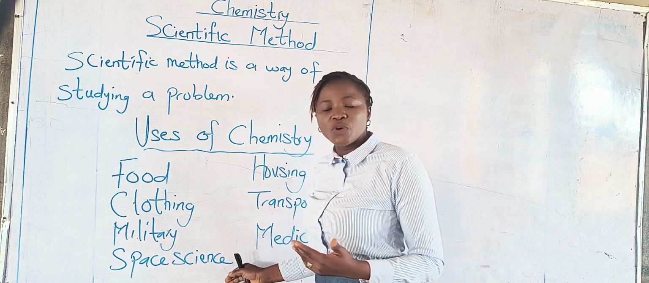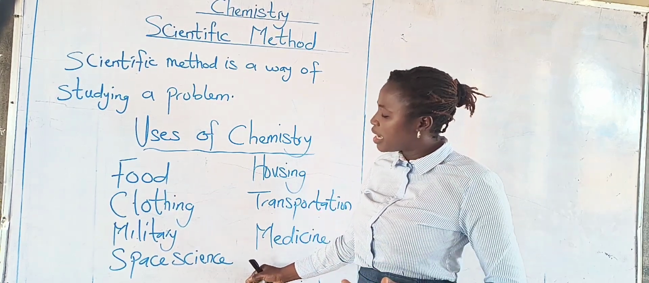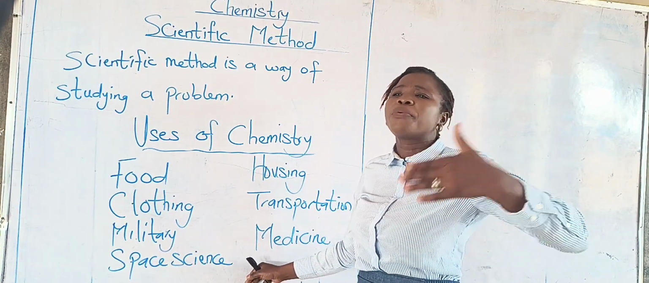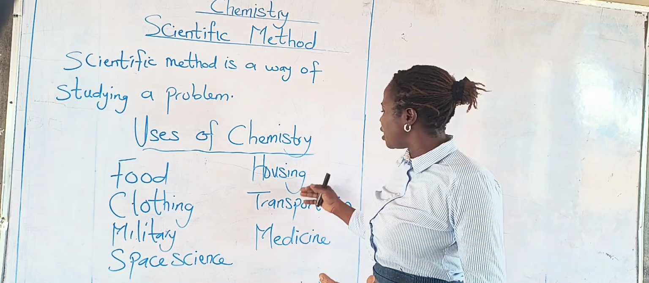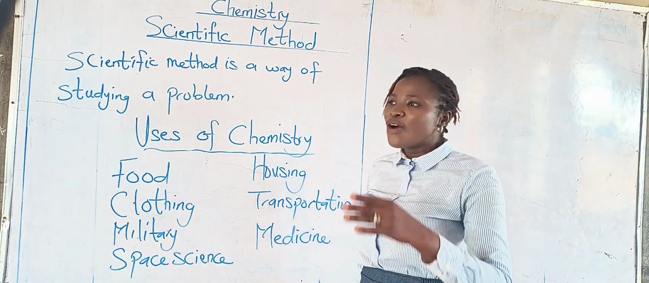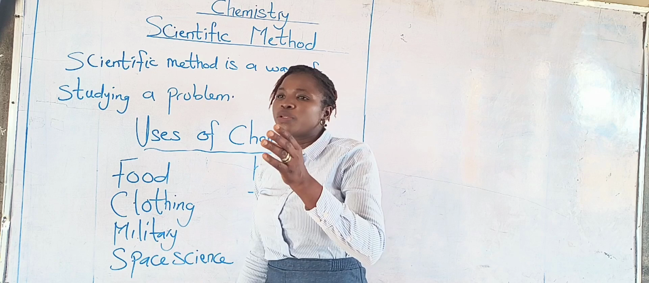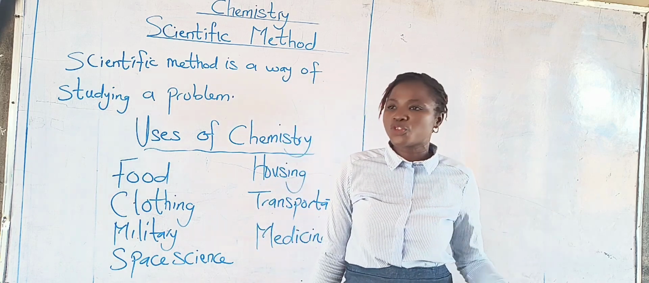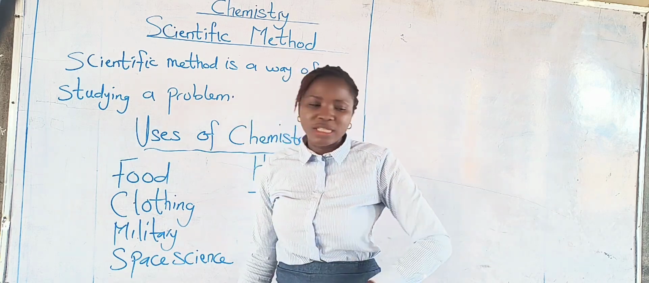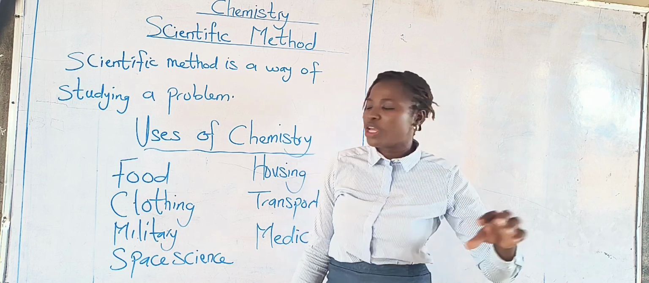In space science as well, they are not left behind. In space science, they know more about other planets and the atmosphere. Also in housing, all these our buildings, the cement we use is made from chemical industry, the brick, the concrete, the tiles, all these are made from chemical industry.